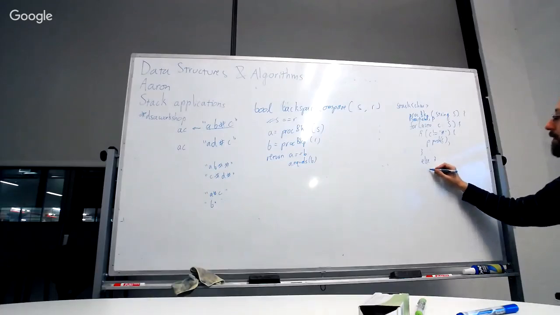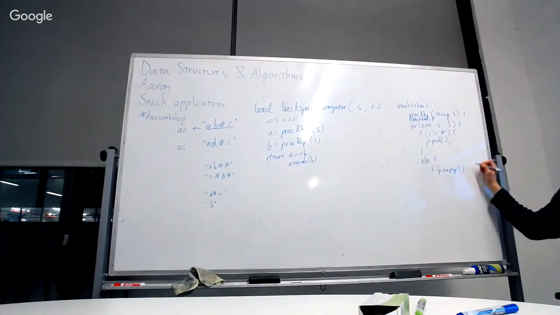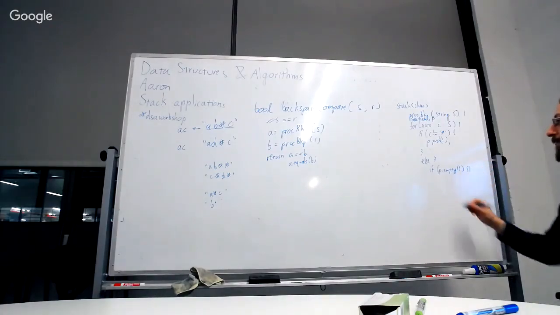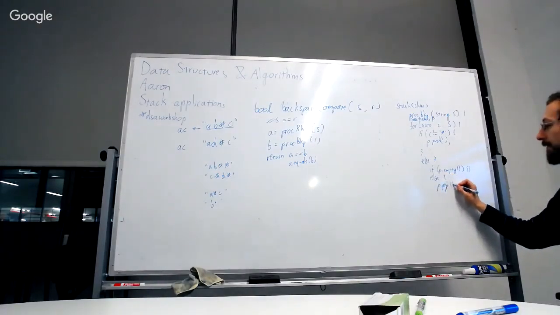Well, if P is empty, a backspace does nothing, right? Maybe we want to throw an exception, but in this case, we'll just do nothing. Otherwise, we'll pop previously.